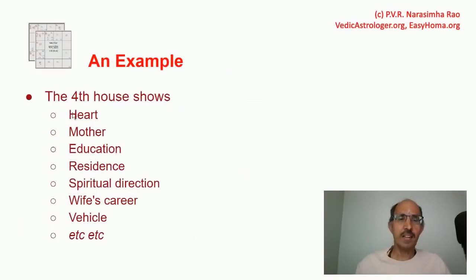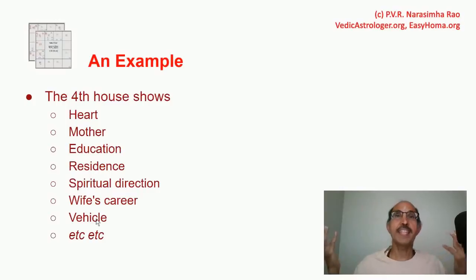And astrologically, let us see a specific example. In astrology, the fourth house shows a lot of things, and I'm showing only a small subset of that here. The heart of the person, mother of the person, education of the person, residence of the person, the spiritual direction of the person, career of wife, the vehicle one drives, etc. And there are so many other things that you can see from the fourth house. This is just a small subset, an important subset of what the fourth house shows.